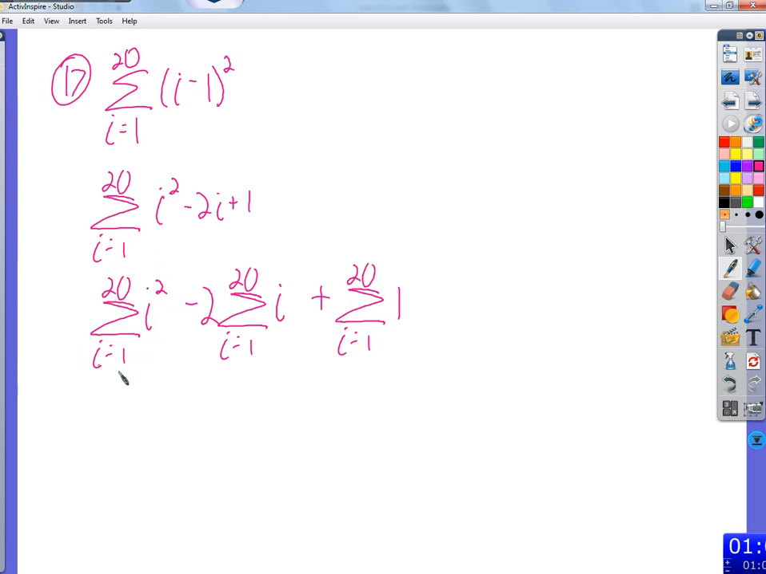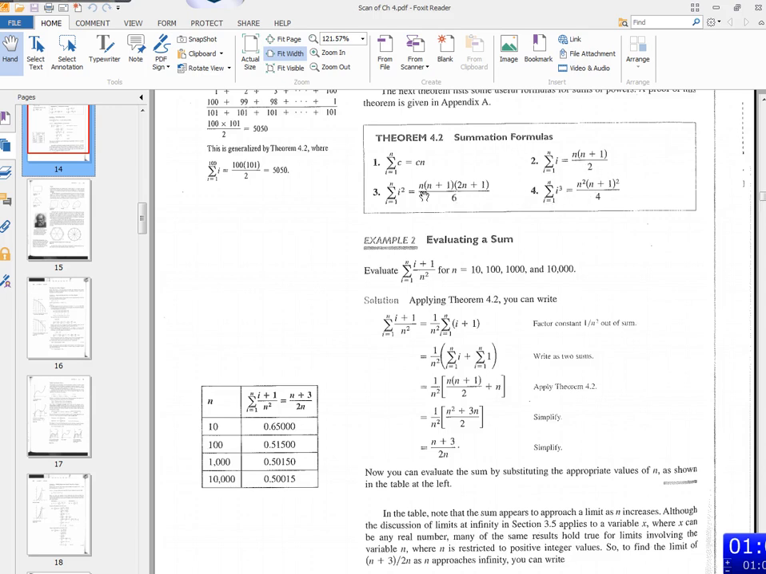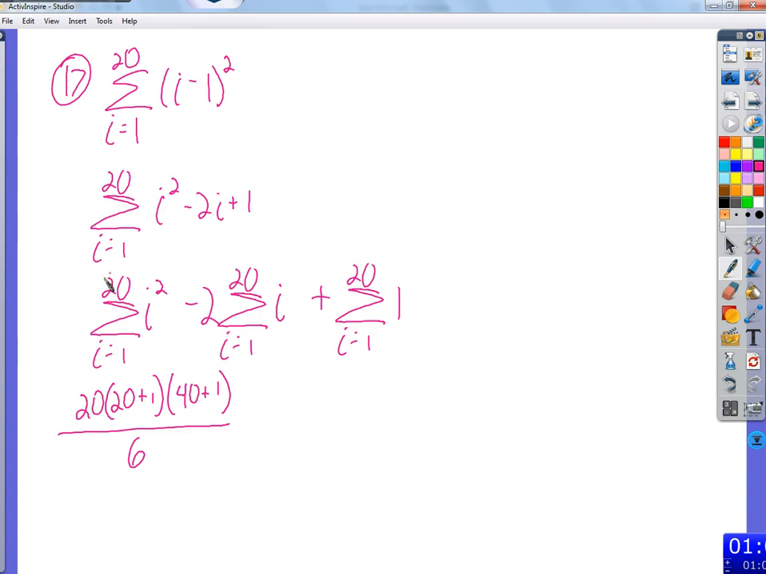All right, so we have a formula for the first 20 squares, okay? Because this would be 1 squared plus 2 squared plus 3 squared plus 4 squared plus 5 squared on to 20 squared. That's why we say it's the sum of the first 20 squares. The formula would be 20 times 20 plus 1 times 40 plus 1 over 6. Here it is: n times n plus 1 times 2n plus 1, so that's 20 plus 1 and 40 plus 1 over 6. We're good to go. Okay, so that's the formula for that one.